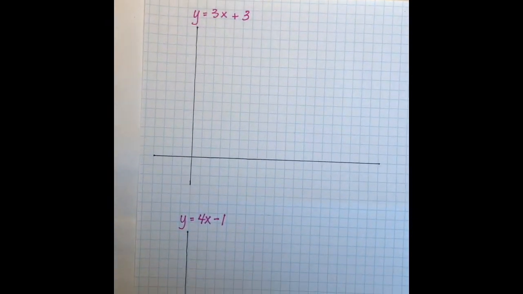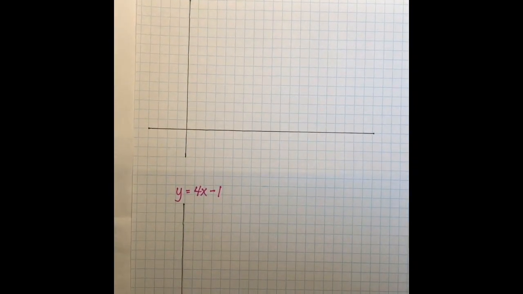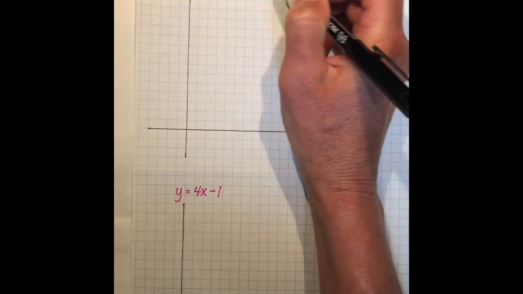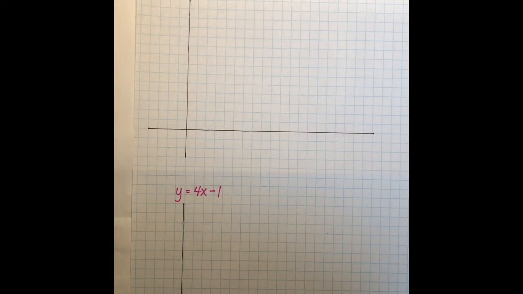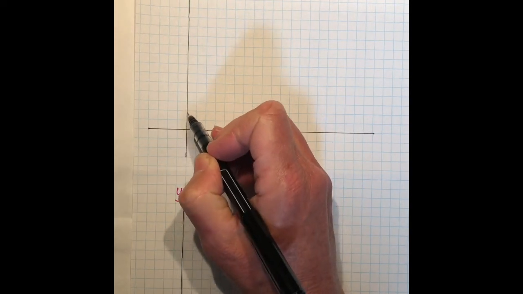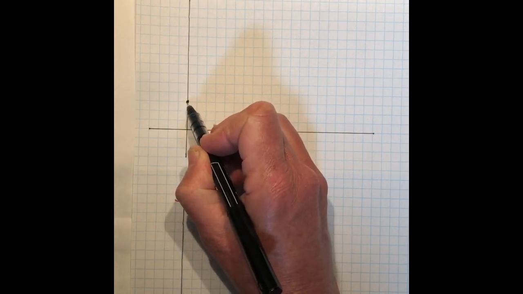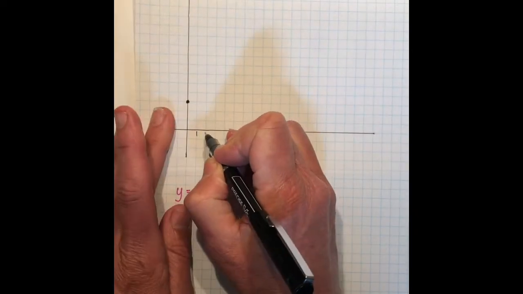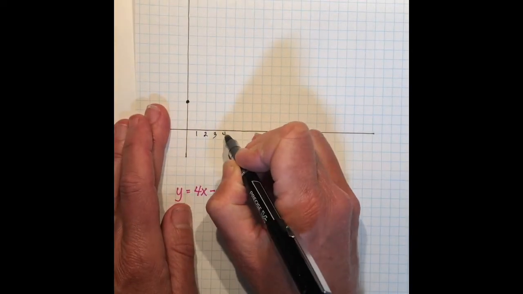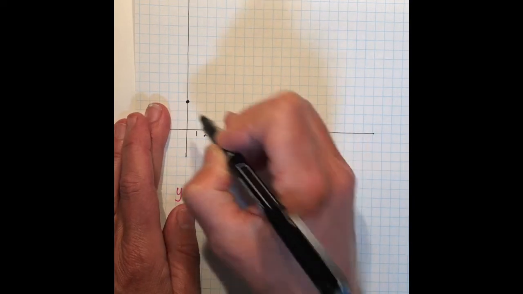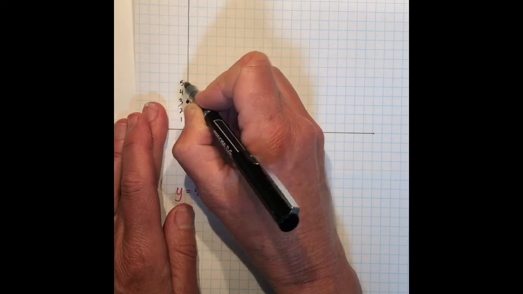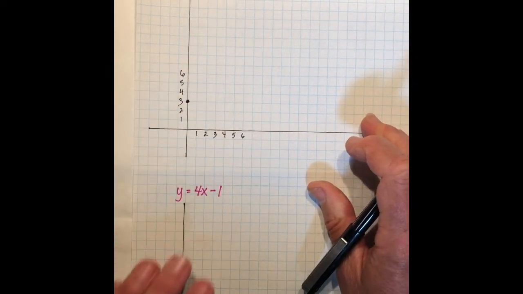Okay, I've got y equals 3x plus 3. So this right here is my y-intercept. So I'm going to 0, 1, 2, 3. Let me number these because I know at this point that's easier for you guys. 1, 2, 3, 4, 5, and so on.